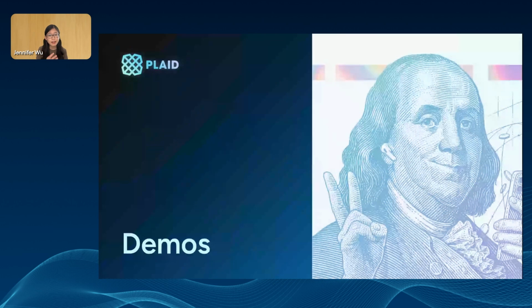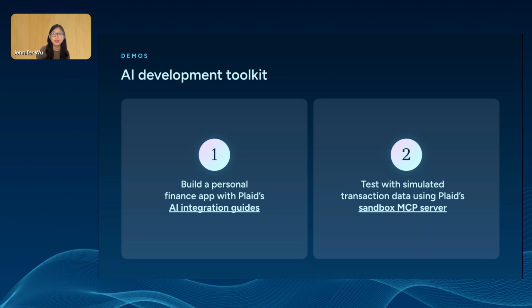Now let me show you how you can leverage all these tools from building to launching and scaling with Plaid. Starting with building with Plaid. In this section, we'll highlight 2 key tools from our AI development toolkit: our AI integration guides and the Sandbox MCP Server. I'll first walk through how you can build a personal finance app using our AI integration guides, and then I'll show you how you can simulate realistic transactions data for testing using Plaid's Sandbox MCP Server.